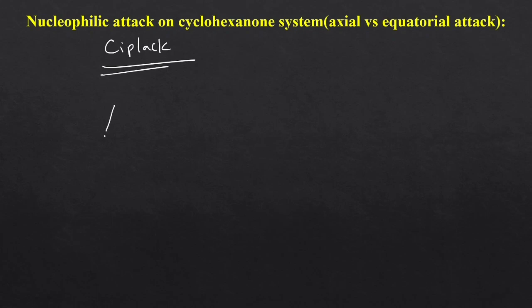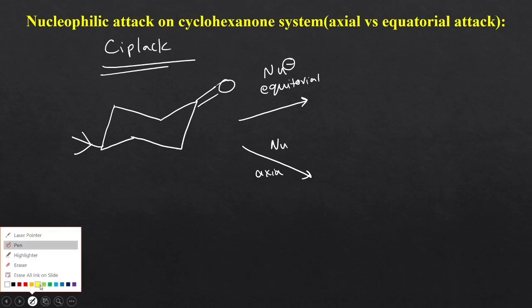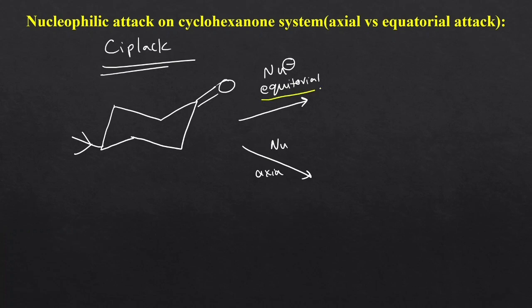You can see over here, this is the structure of the locked cyclohexanone structure. A tertiary butyl group is present in the 4th position. Now he says that there are two possibilities. One possibility is the nucleophile comes from the equatorial position, and the other one, the nucleophile comes from the axial position. Now I will draw both of them one by one. Suppose I am drawing this equatorial attack in the yellow ink.